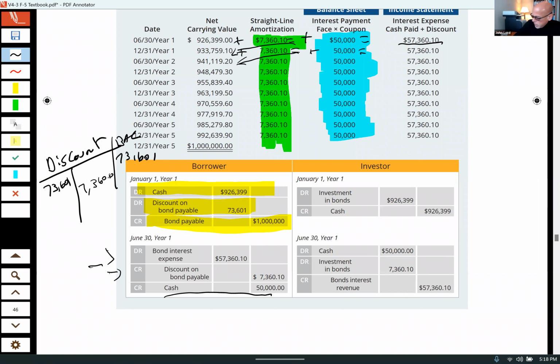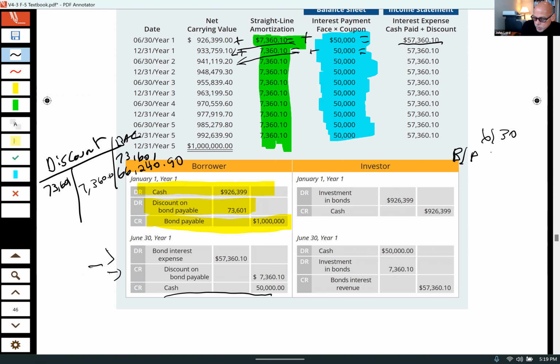Okay. And when I do that, 73,601, just taking my calendar, 73,601 minus now $7,360.10 gives me $66,240 and 90 cents.